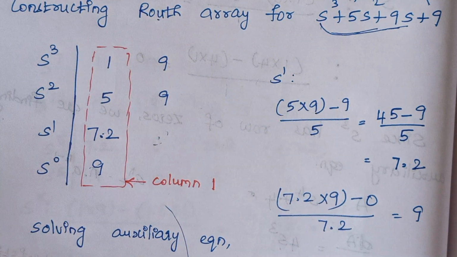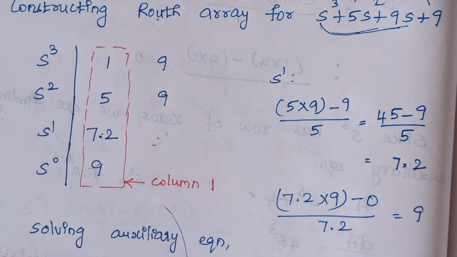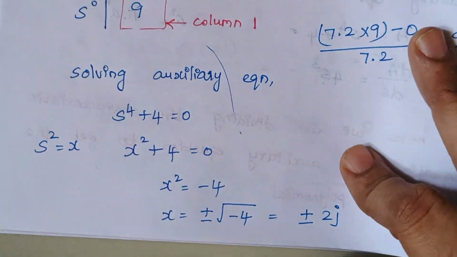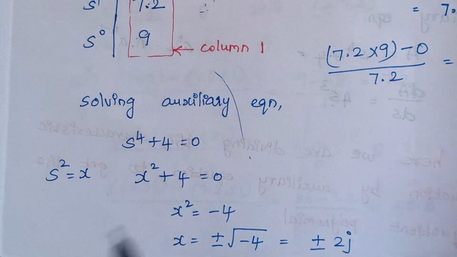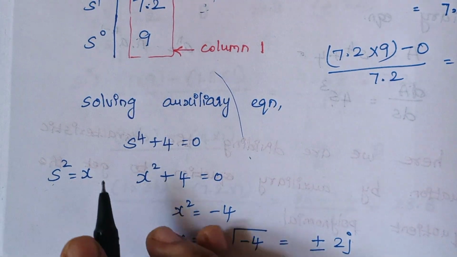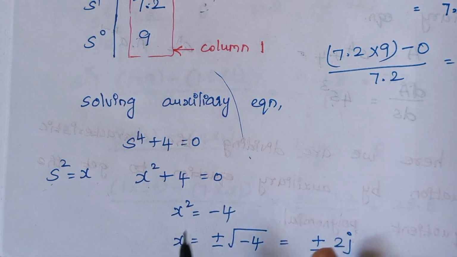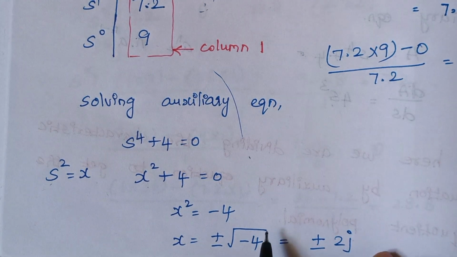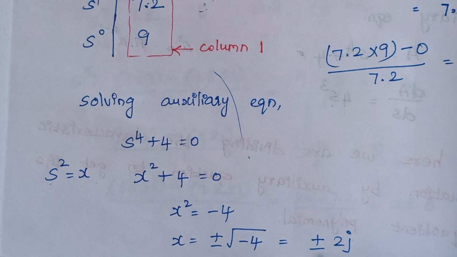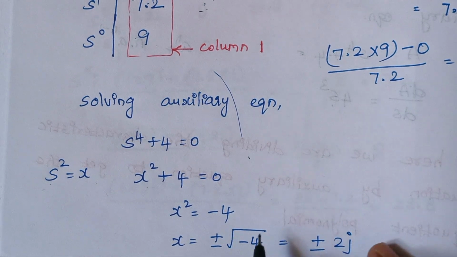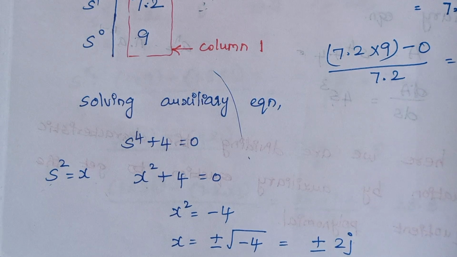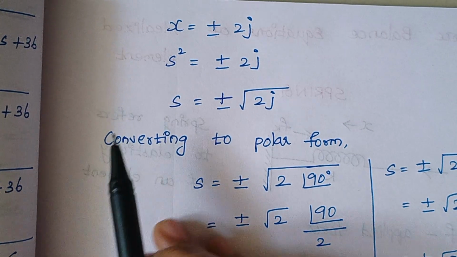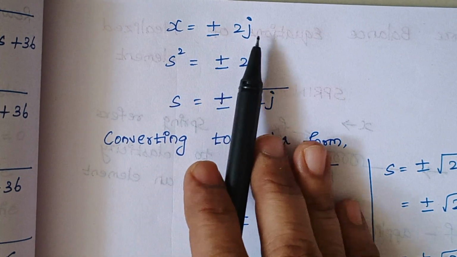So to find the location of the roots, we have to find the auxiliary equation. So here the next step is we are solving our auxiliary equation. You see, this is your auxiliary equation, and again we are replacing this s square by x. So I am having x square plus 4 equal to 0. So x square is equal to minus 4. Therefore x is nothing but plus or minus square root of minus 4. So here plus or minus, okay, square root of 4 is 2 and square root of minus 1 is j here. So the root which I am getting here is plus or minus 2j, right? We are having the value of x as plus or minus 2j.